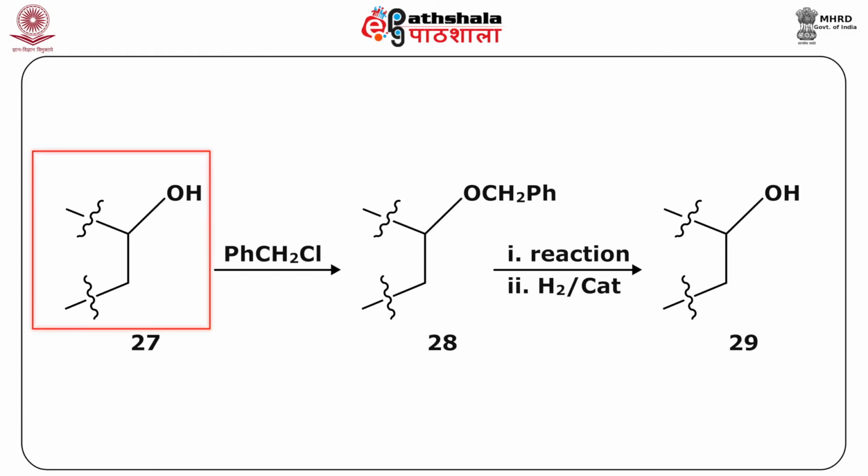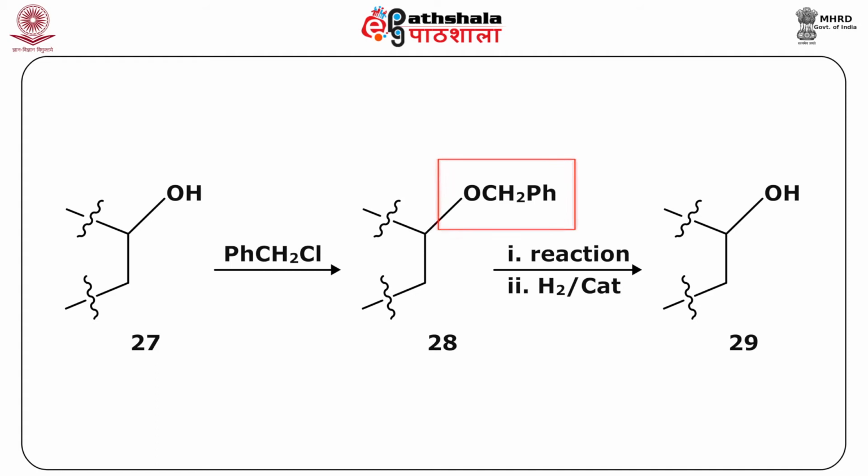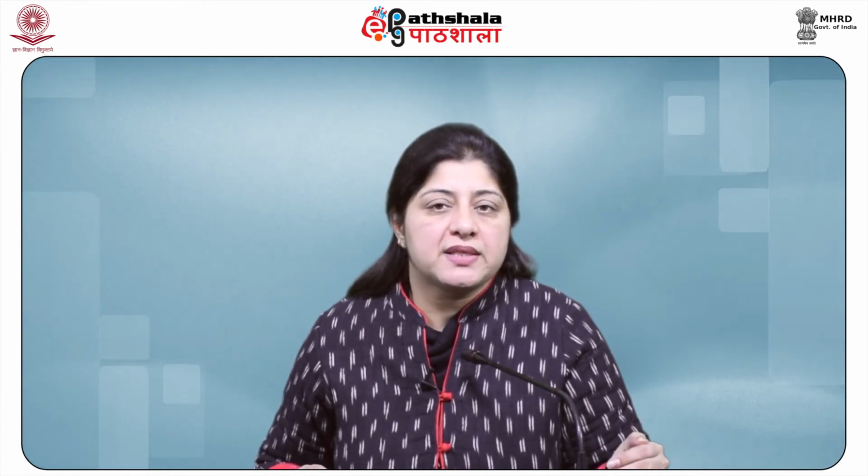For example, alcohol 27 on reaction with benzyl chloride in the presence of a base like sodium hydride gives alcohol protected as benzylic ether. We can do any reaction on the protected alcohol group, and deprotection will be done by simple hydrogenation in the presence of a catalyst. Another popular method to protect the alcohol group is to convert it into trimethylsilyl ether. This can be done by treating the alcohol with chlorotrimethylsilane and a tertiary amine.